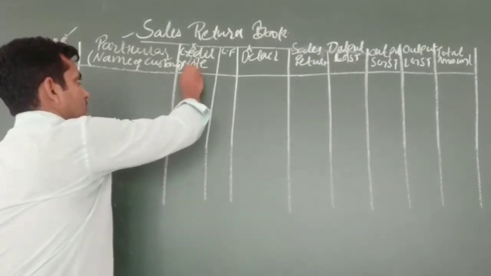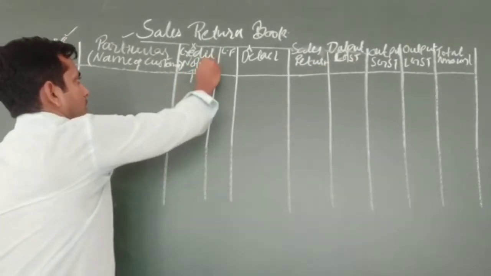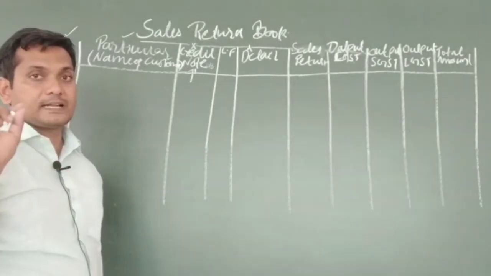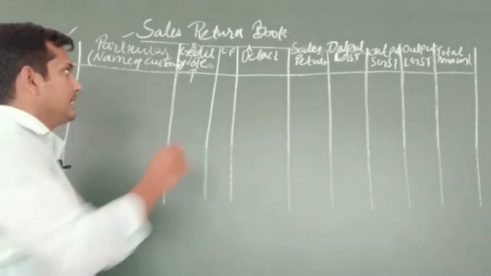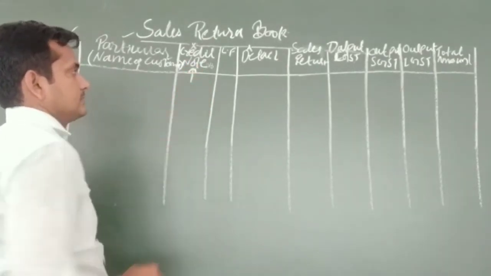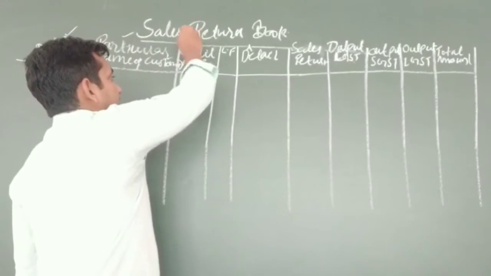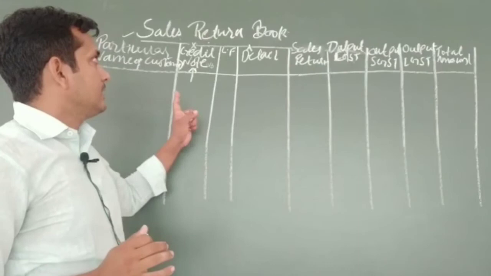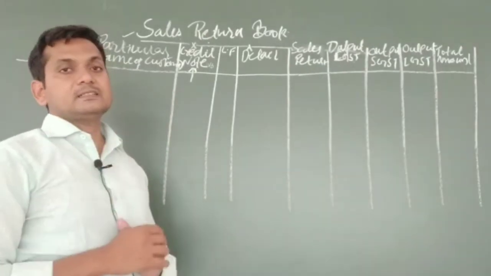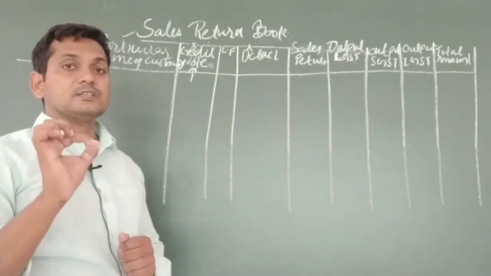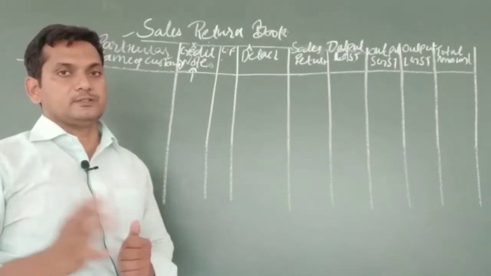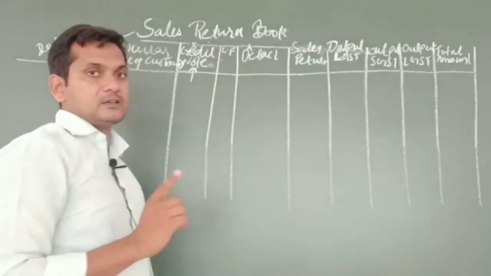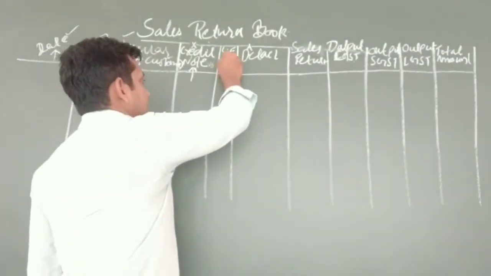Then after that, credit note number. As you know, each and every credit note has a credit note number, and you have to enter that credit note number in that column. Then after that, ledger folio. As you know, the sales return journal or sales return book is a form of journal, and ultimately after maintaining the sales return book, it has to be posted into the ledger, and the folio number on which it is to be posted in the ledger should be mentioned in that column.